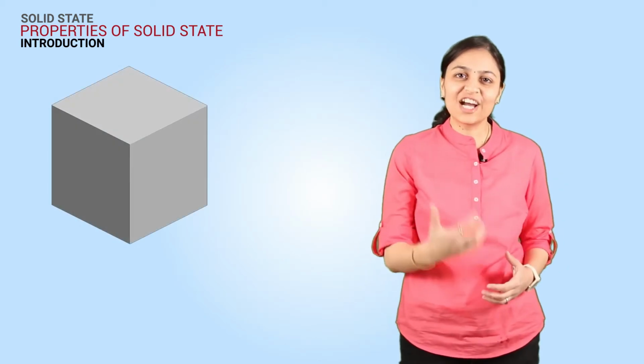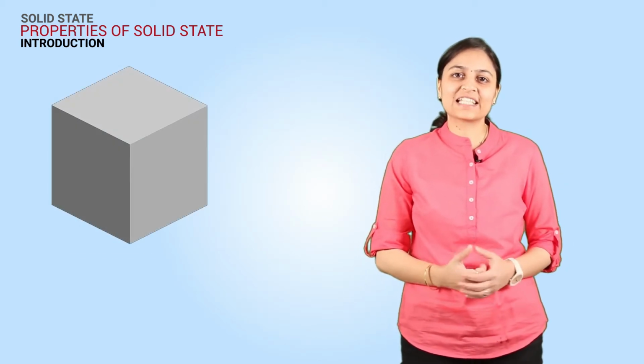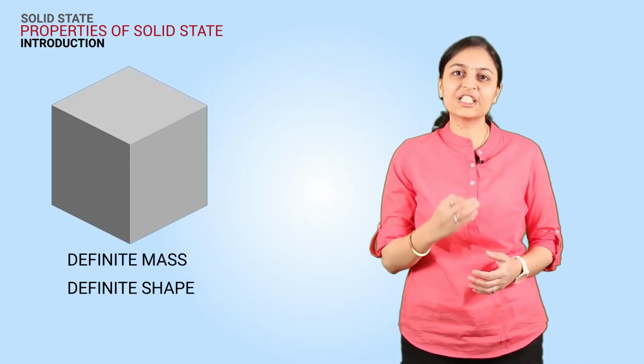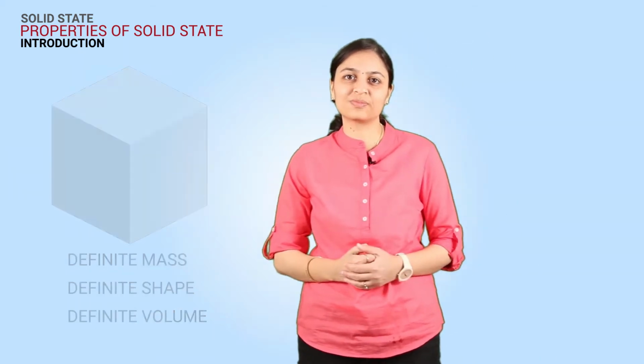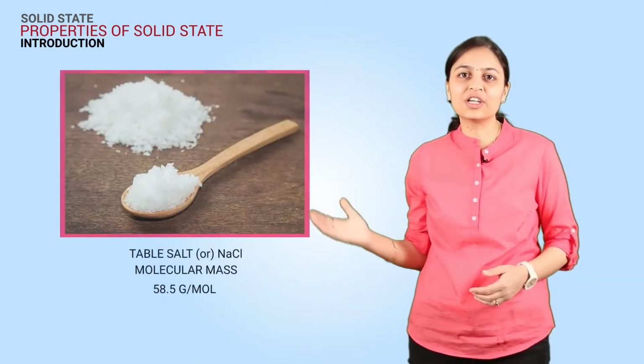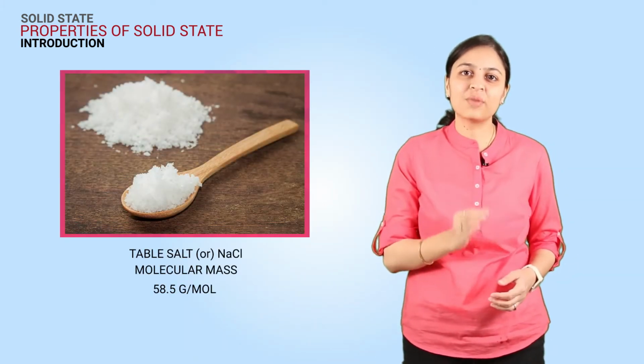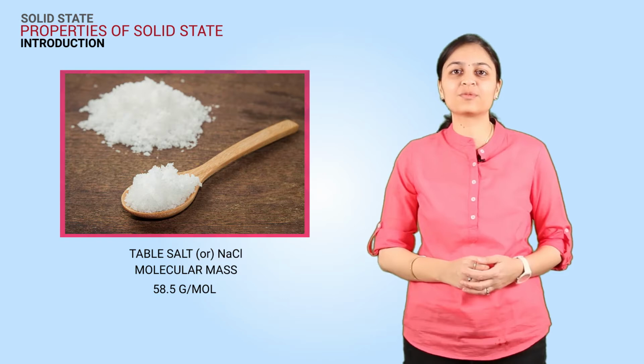A solid is that form of matter which has a definite mass, a definite shape and a definite volume. The food will be tasteless without table salt or NaCl. This table salt has a definite molecular mass of 58.5 grams per mole.